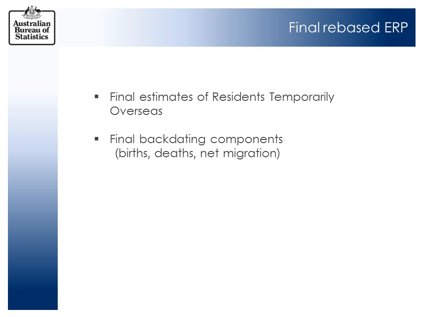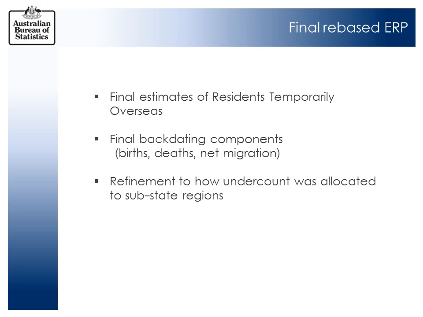Around 2 years after the census, when all components that turn the census count into the ERP are finalised, we prepare another set of estimates, a final rebased version. There are 3 main differences between the preliminary and final rebased population estimates. Final estimates of Australians overseas on census night for each region were included. Final births, deaths, and migration data for each region were used to backdate the census night estimates to 30th of June. And we also incorporated a refined allocation of census undercount across the regions.